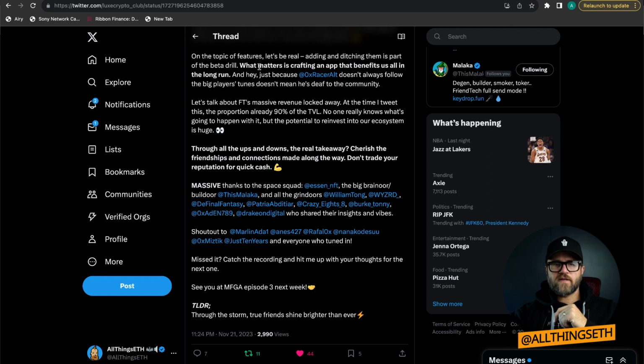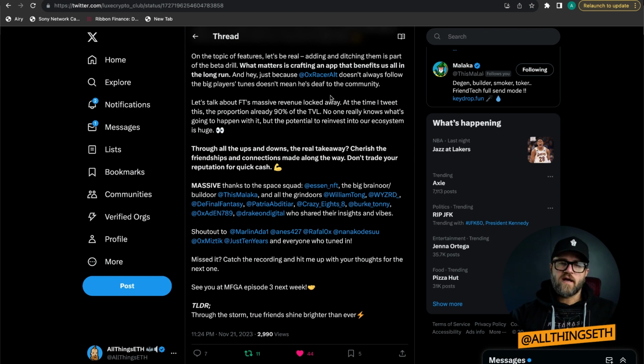On the topic of features, let's be real. Adding and ditching them is a part of the beta drill. It's just part of it. What matters is crafting an app that benefits all in the long run. And hey, just because Racer doesn't always follow the big players' tunes doesn't mean he's deaf to the community.